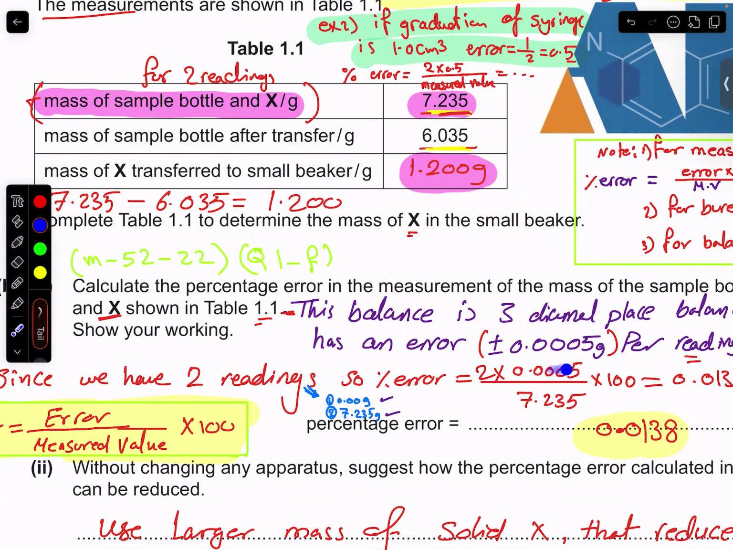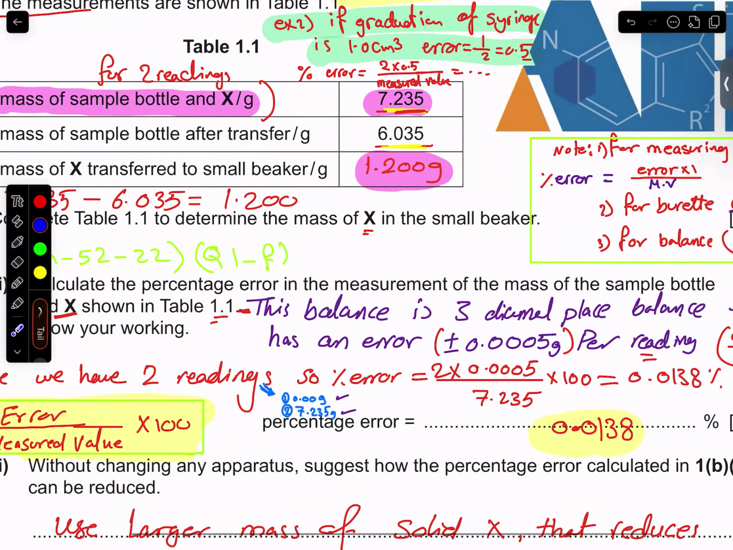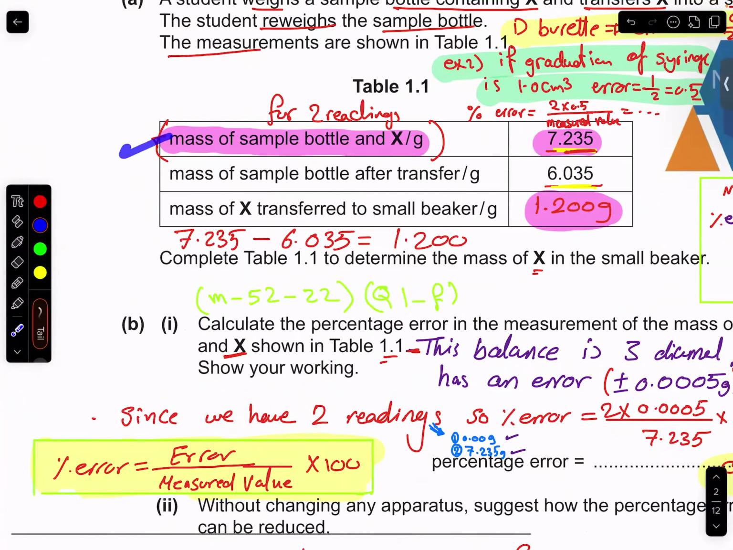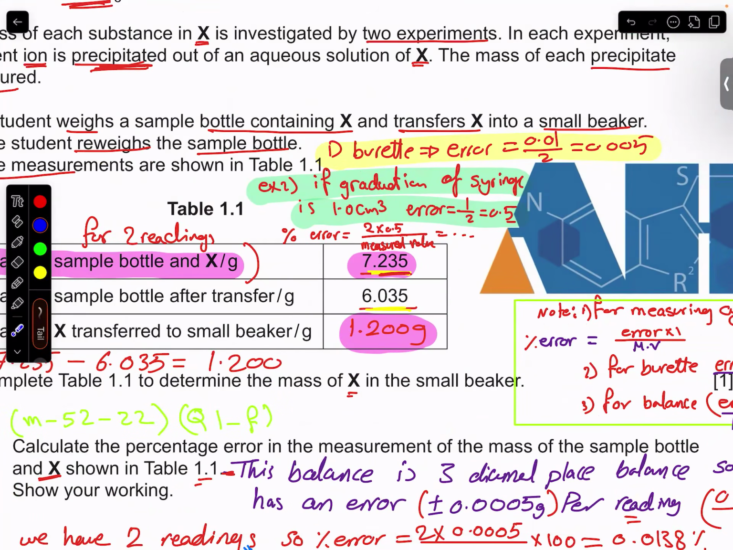As you can see here, we multiply this error by 2, divide by the measured value, times 100, which equals 0.0138%. This problem is repeated in March paper 5, 2022. The same, he asked to find the percentage error of the measuring of the crucible, and he also multiplied the error by 2. To calculate the percentage error, you have to know something. If you take the reading 1 time, multiply the error by 1. If you take the reading 2 times, multiply the error by 2.